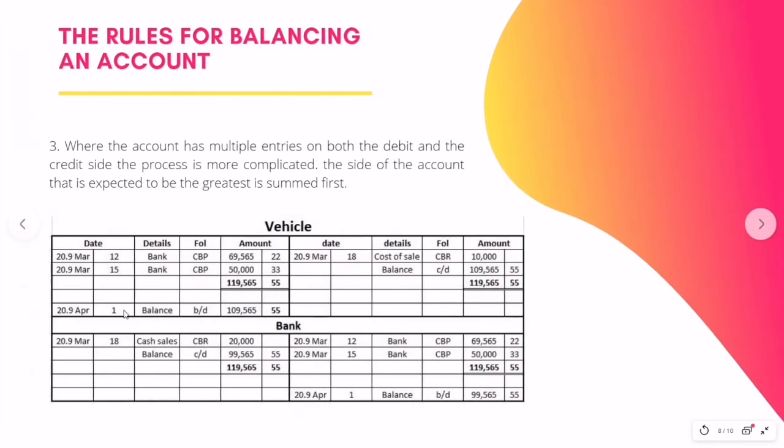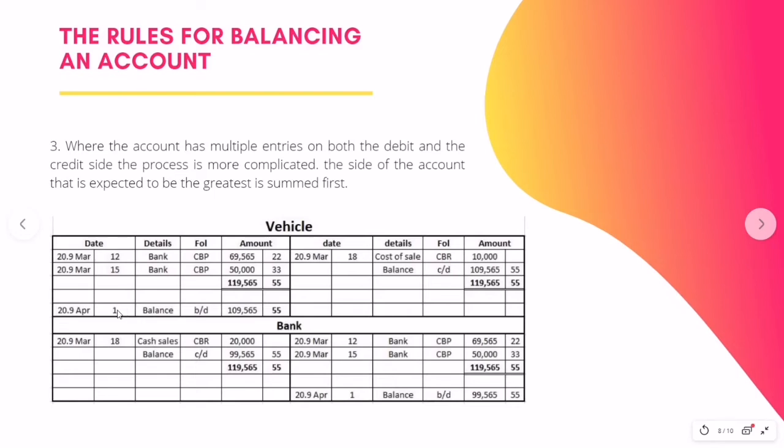Now let's look at the third class. The third class, we are saying where the account has multiple entries on both the debit and the credit side, the process is more complicated. The side of the account that is expected to be the greatest is summed first. Now, very simple. The side of the account which is the greatest between the two is supposed to be calculated first. So if on the debit side you have 50,000 and on the credit side you have 10,000, you will start by summing up first the one where you have 50,000. So you sum up the side that has the greatest value.